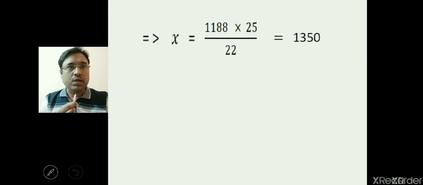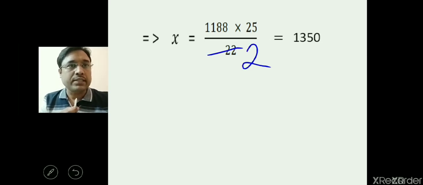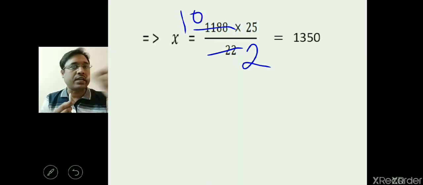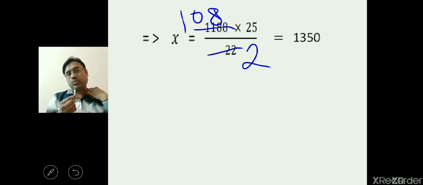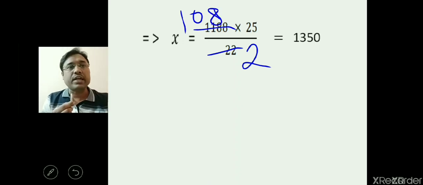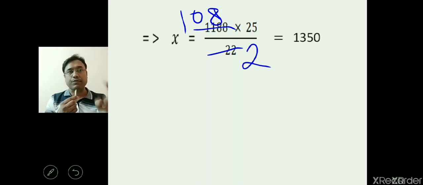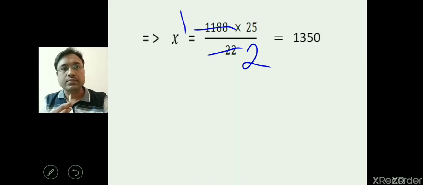Now you will solve this, and you will get 1350. Actually you will cut 11 into 2, and 11 into 1, then 0, and then 11 into 8 is 88. So 108. Now again you will cut 108 by 2, so it is coming 54 into 25. That means 1350. This is the value of X here.